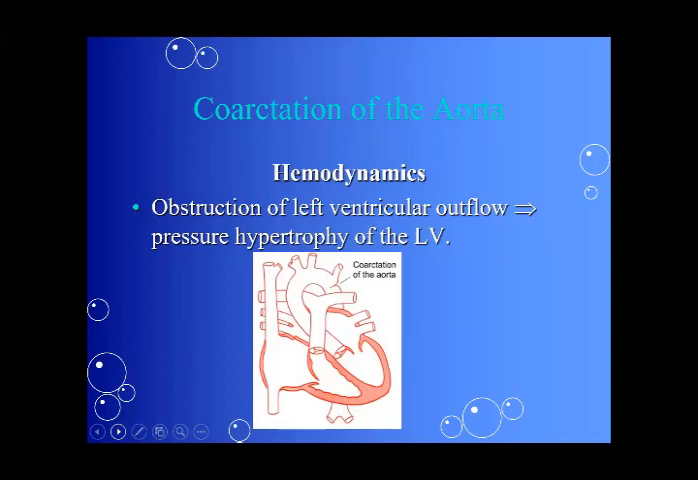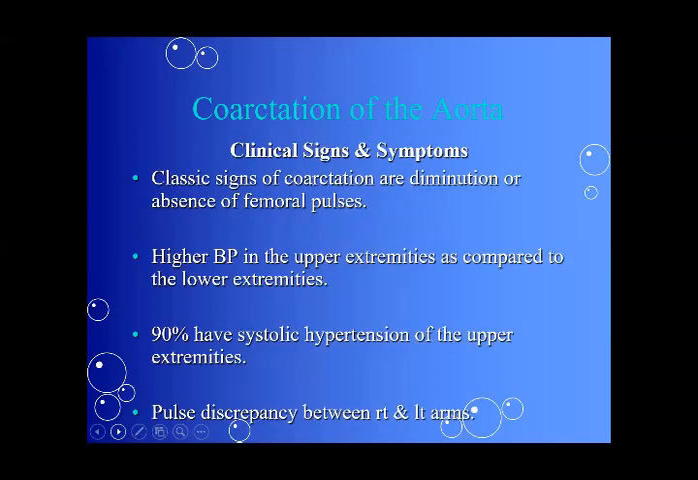The hemodynamics of coarctation of the aorta is obstruction of the left ventricular outflow. As there is obstruction of the left ventricular outflow, the pressure within the left side of the heart is increased in the left ventricle. So this leads to left ventricular hypertrophy and the cardiac output is compromised. In many cases, there are no signs and symptoms. These patients are usually asymptomatic, and the patient roams about without any complication.